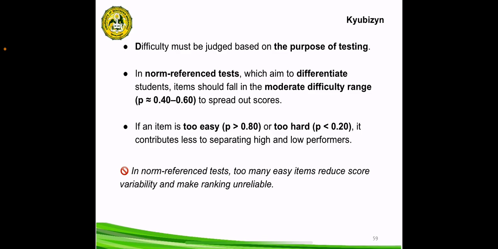Next is according to Cuisine. The difficulty must be judged based on the purpose of testing. In norm-referenced tests, which aim to differentiate students, items should fall in the moderate difficulty range to spread out scores. If an item is too easy or too hard, it contributes less to separating high and low performance. So, in norm-referenced tests, too many easy items reduce score variability and make ranking unreliable.